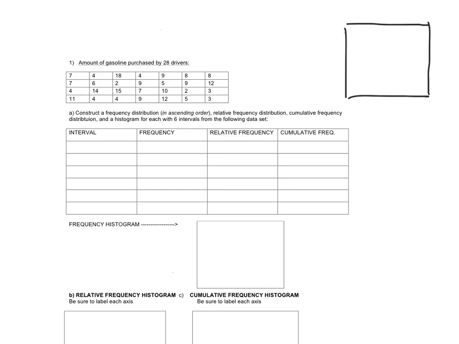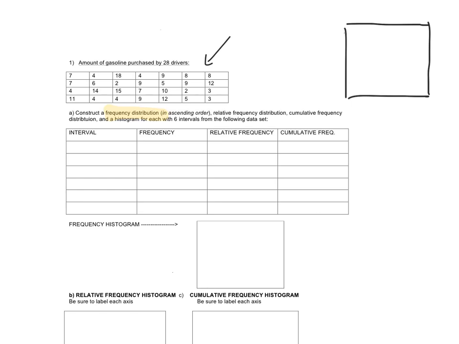Okay, our first review problem deals with frequency distributions, and here we're given the amount of gasoline purchased by 28 drivers, and they're giving us the numbers to whole numbers to dollar amounts. So take a minute, enter the data into your calculator, and then what we need to do is construct a frequency distribution.